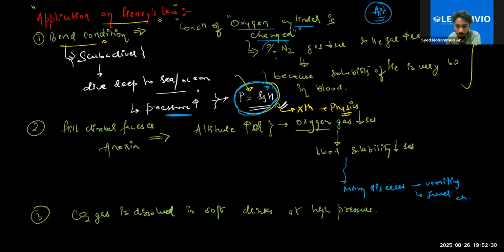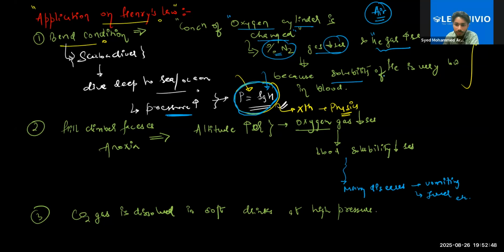Fine. So how are you going to change the concentration in the oxygen cylinder? Basically, you need to decrease the percentage of nitrogen gas in the cylinder, and you need to increase the percentage of helium gas. Why are we doing this? Why are we decreasing the percentage of nitrogen and increasing the percentage of helium?